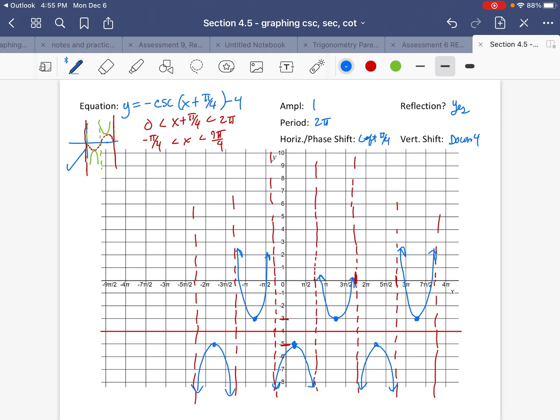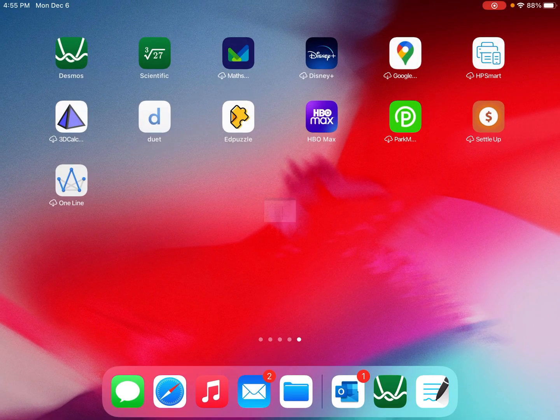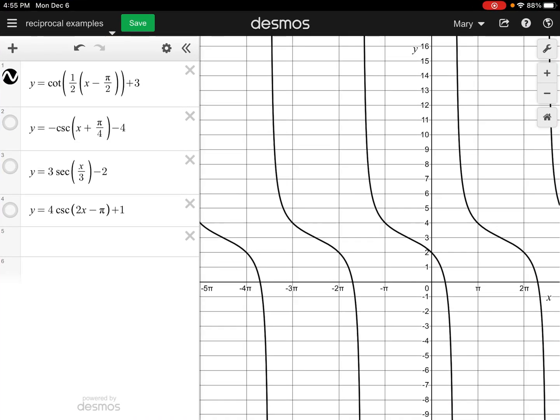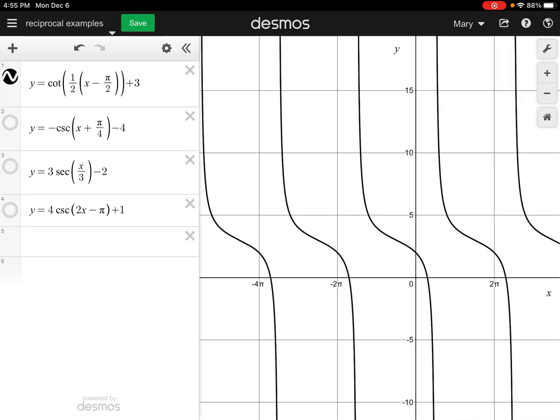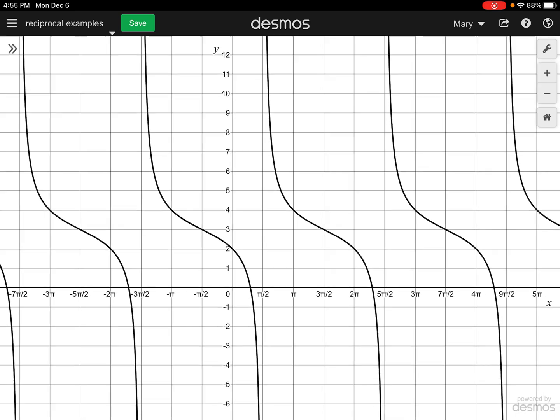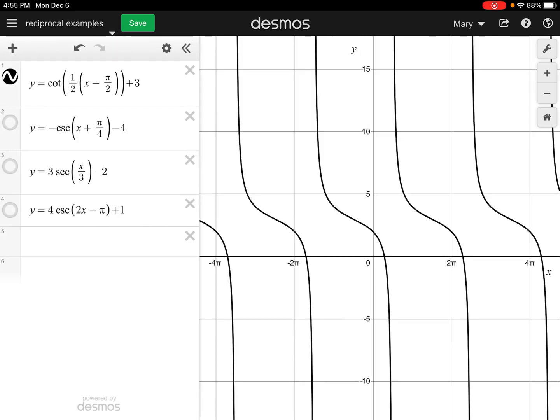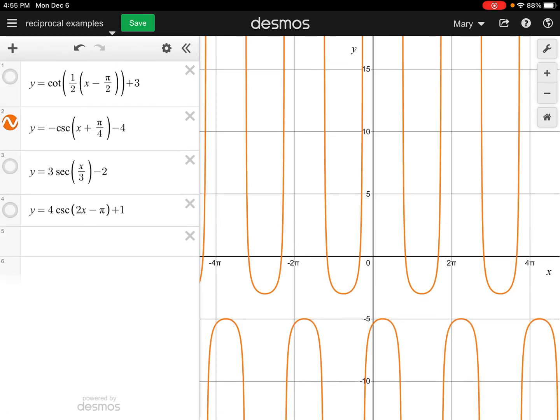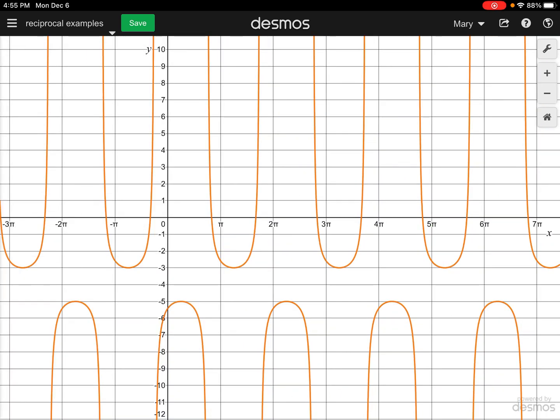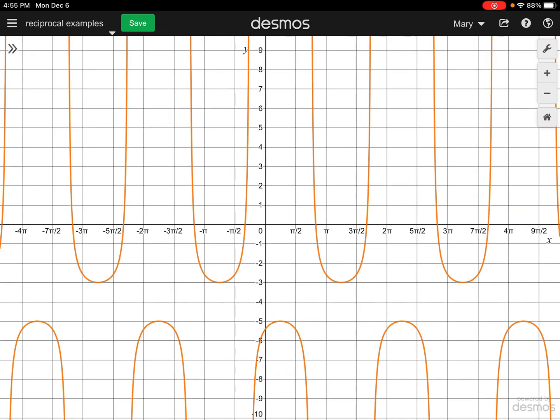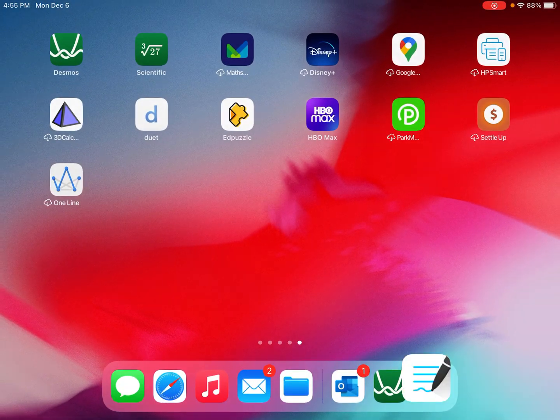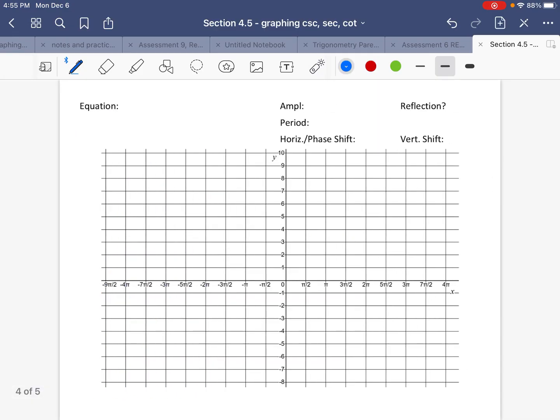Okay, so let's go check these on Desmos. Typing these in the calculator is a little bit more annoying, so I'll show you them on Desmos real quick. Here's our cotangent one. And if you check on your paper, we were correct. Then here is my cosecant, and there it is. So you can see those asymptotes.